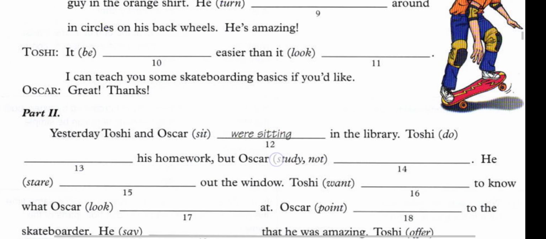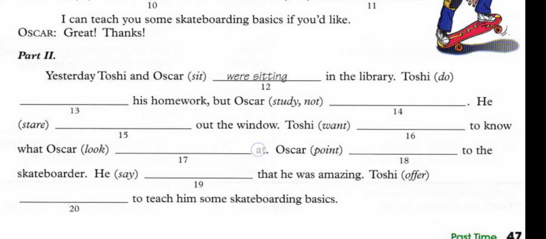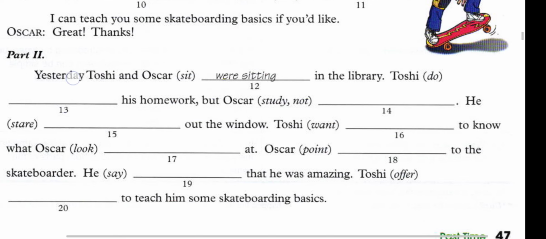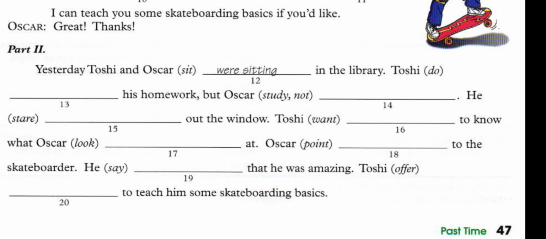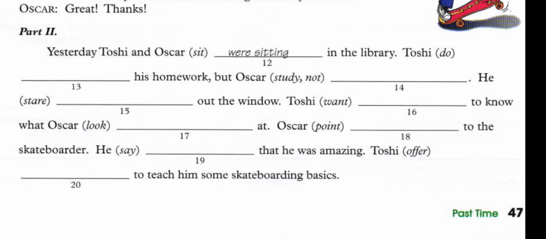Now let's move to part 2. Yesterday, Tushi. So here, when the first word is "yesterday", I understand that we'll be using either the simple past or past continuous. Tushi and Oscar were sitting in the library. They were sitting in the library. Now the following sentence is related to the previous sentence. It's in the same situation. We are talking about the same context.